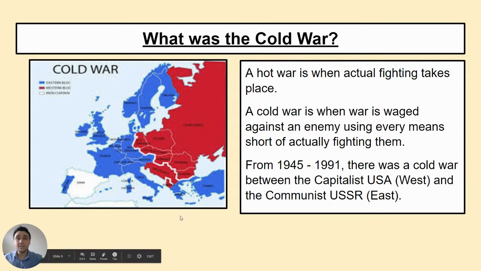From 1945 to 1991, there was a Cold War between the capitalist USA, the West, as shown in this map in blue, and the communist USSR or Russia, or the East, shown in red on this map. You can see it spread all across Europe and beyond.